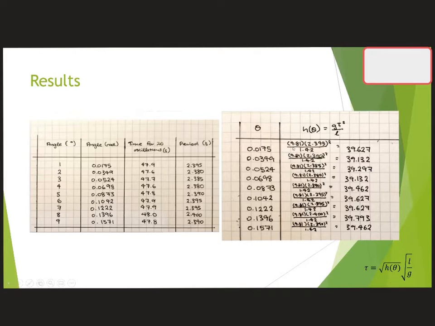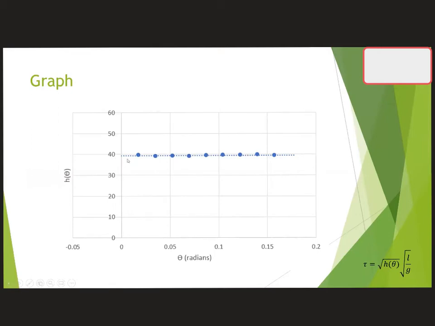So it's g tau squared over L. My g I took to be 9.81 and my L was 1.42 meters. When I plotted these results, I got a straight line.